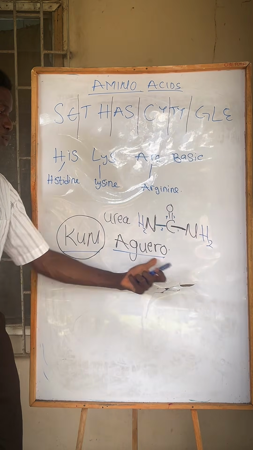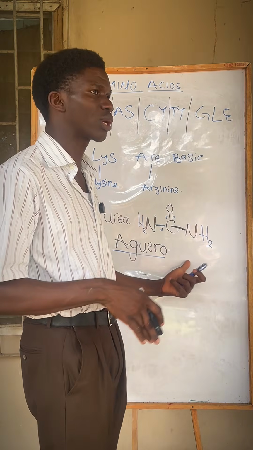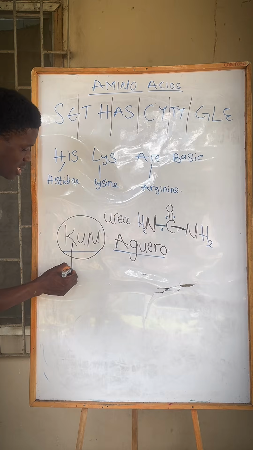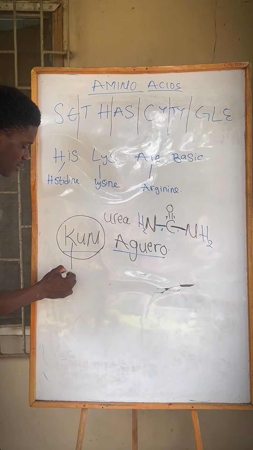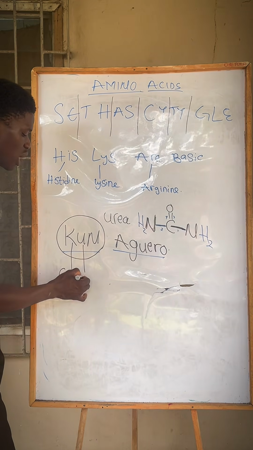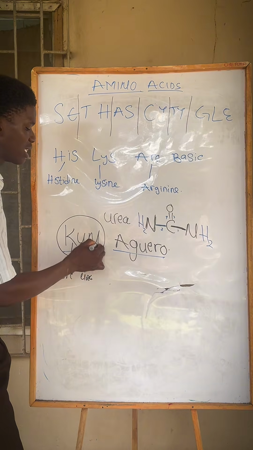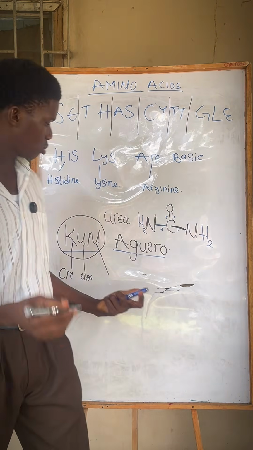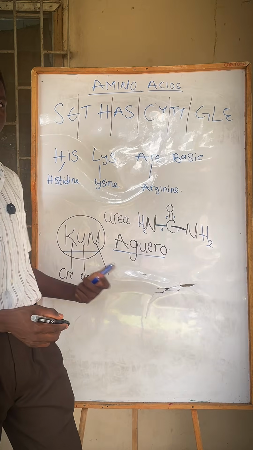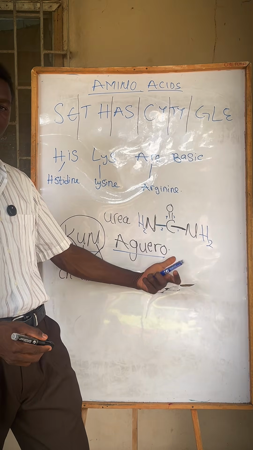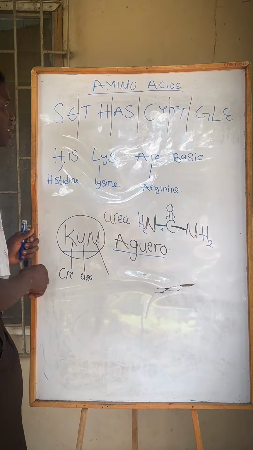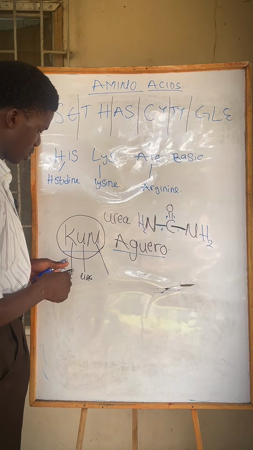Now, what are the derivatives of arginine? That is, what are the things you can get from your arginine? You can get your things from this KUN. This K is telling you that you can get creatinine, this U is telling you that you can get urea, and this N is telling you that you can get nitric oxide. So these three, KUN, are the derivatives of arginine. K is for creatinine, U for urea, and N for nitric oxide. Let's go into the structure of arginine.